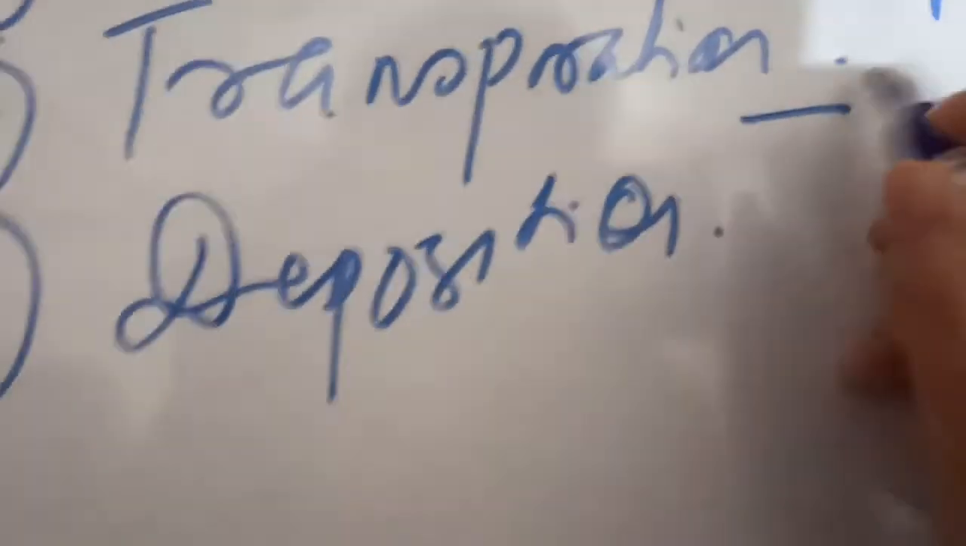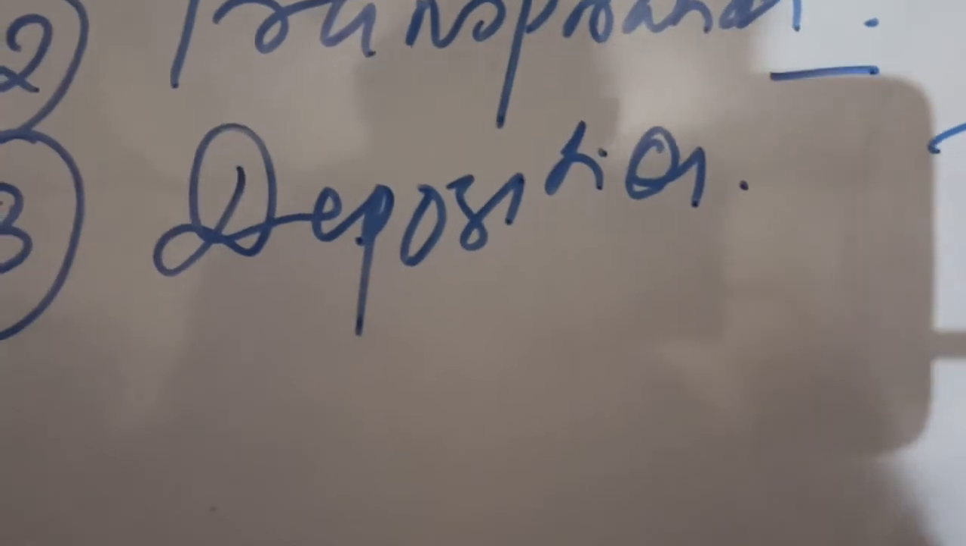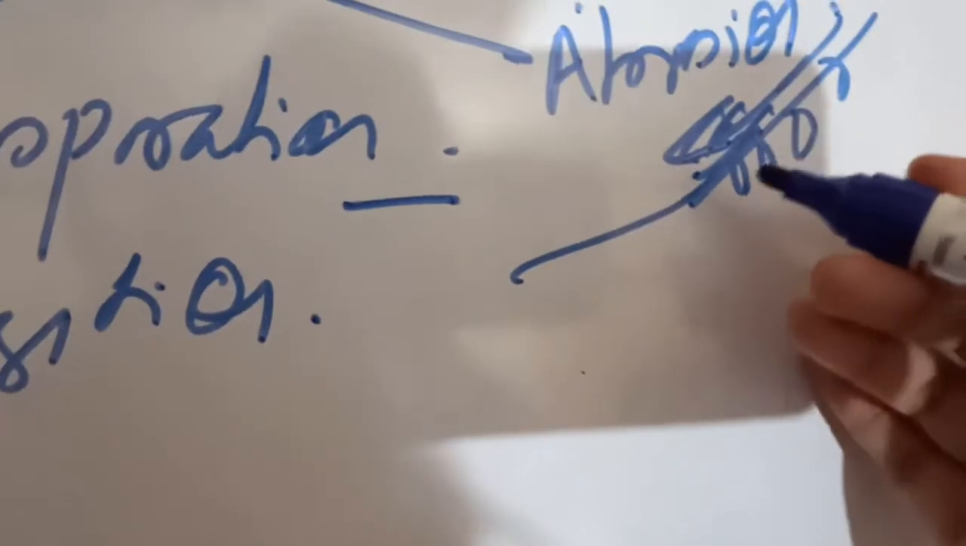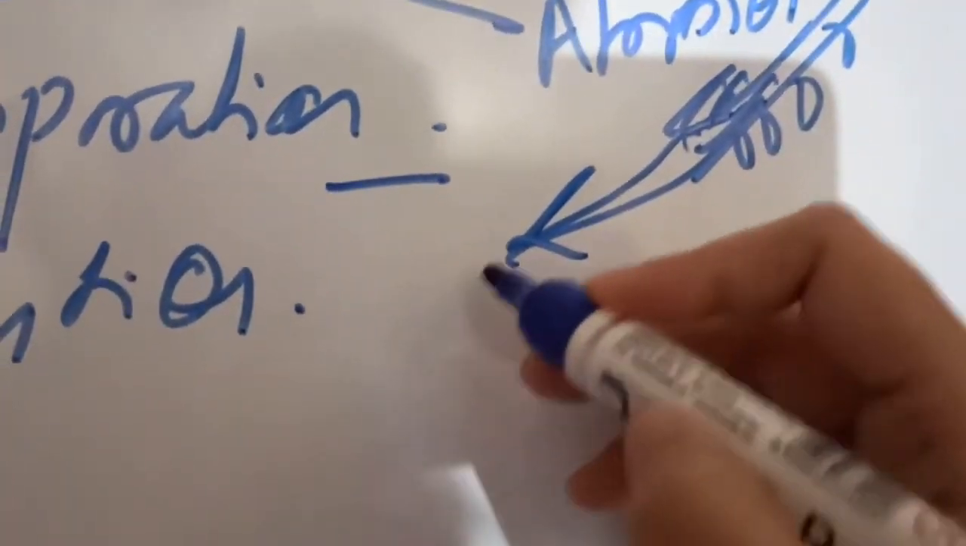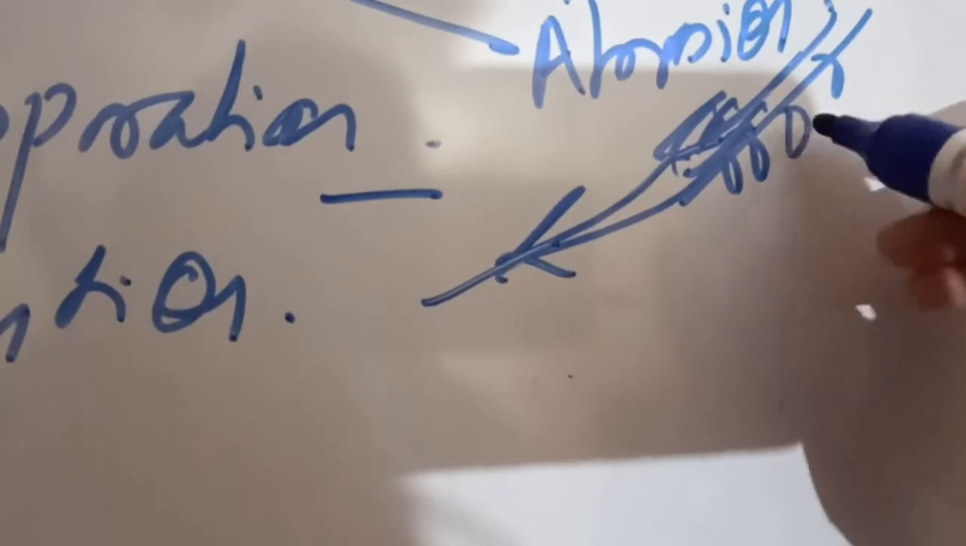The next process is transportation. What is transportation? When the glacier slides down, when the glacier moves from the mountain, it picks up all the rocks that are present or that fall in the path of its flow, and along with that it moves further down the mountain course, and thus transports the rock particles from one place to another.